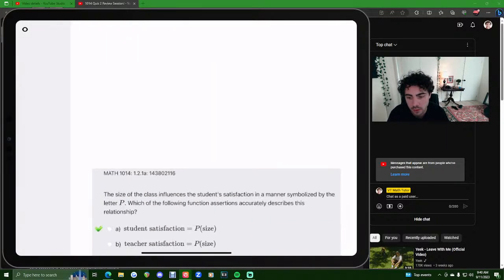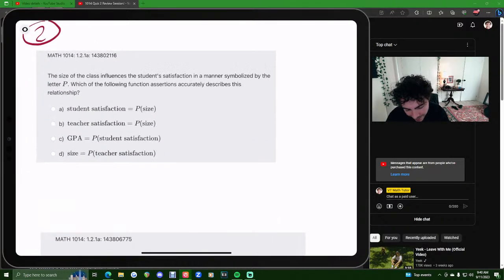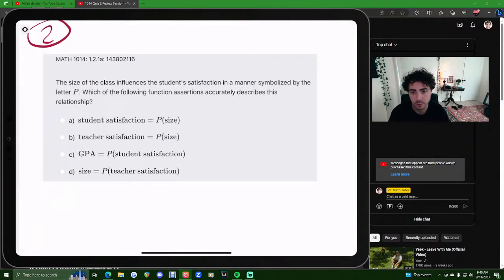Let's go on to number 2. I had 2 examples here. They say the size of the class influences the student's satisfaction in a manner symbolized by the letter P. Which of the following function assertions accurately describes this relationship? So the main focus is size of the class, and then the student's satisfaction. You want to determine what the 2 variables are. You have size of the class, you have student satisfaction, and then you have this connector word between them.